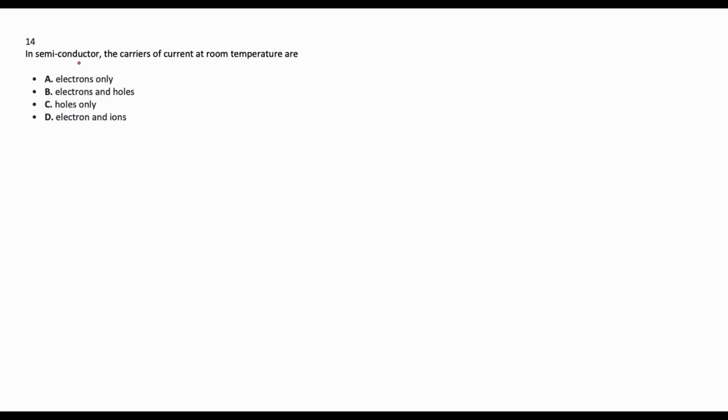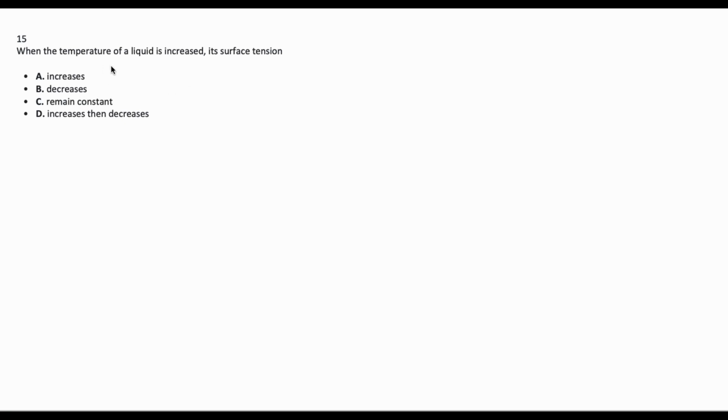Question 14 says, in semiconductors, the carriers of current at room temperature are. Now, for normal conductors, conduction is done by free electrons only. However, in semiconductors, conduction is done by electrons and holes. So our answer here is B, electrons and holes.